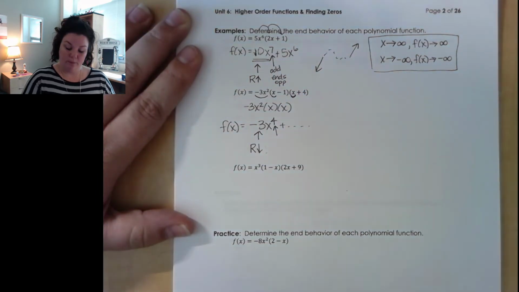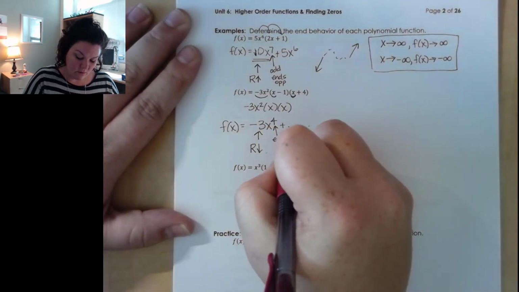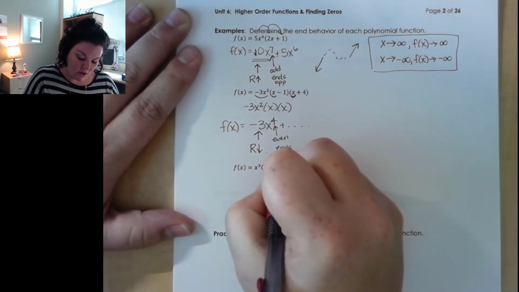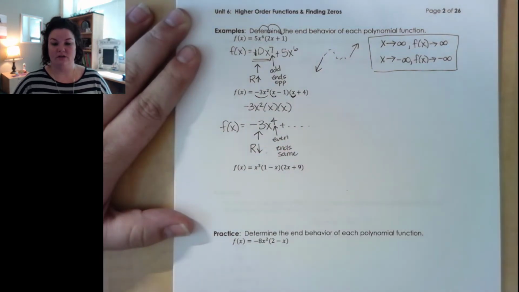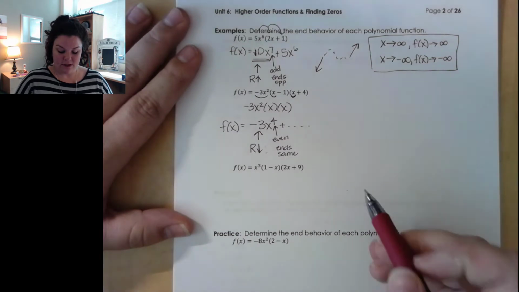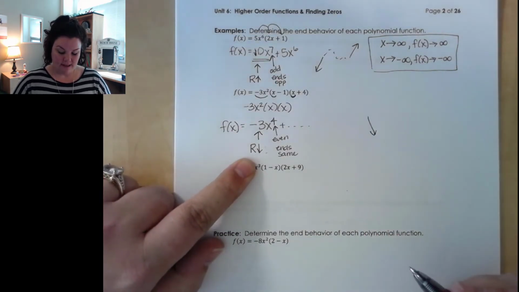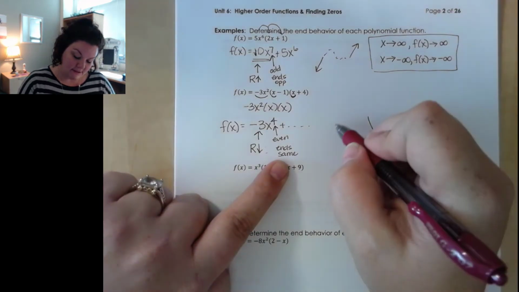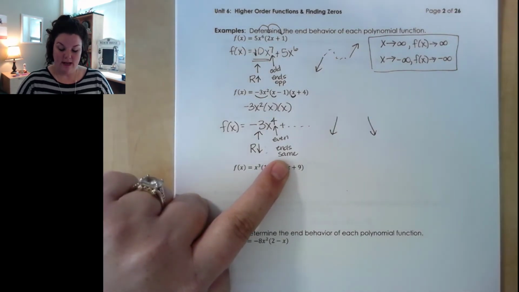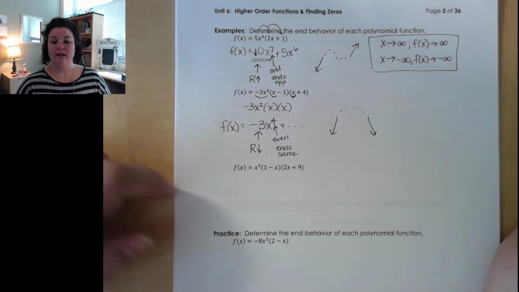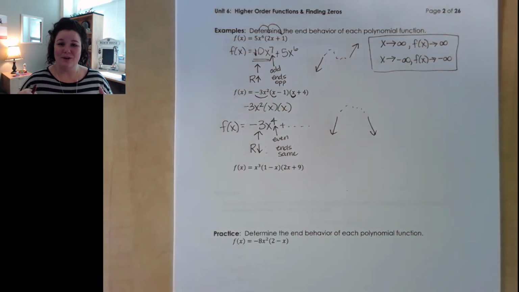The highest degree term here is even, which means that the ends are going the same direction, okay? So I'm going to sketch a little picture. I know that the right side goes down, and because the ends go the same direction, that means that the left side must also go down. And I don't really know what's going on in between, and I don't need to know. I just need to know what they're doing.